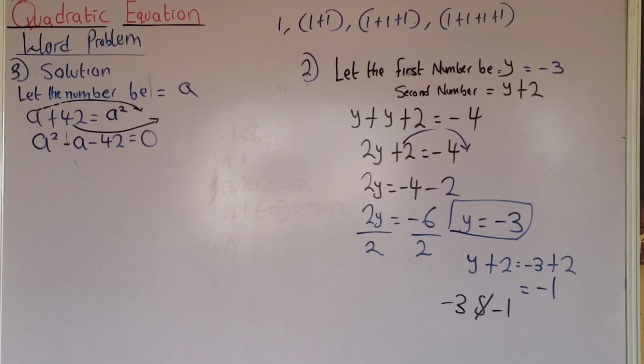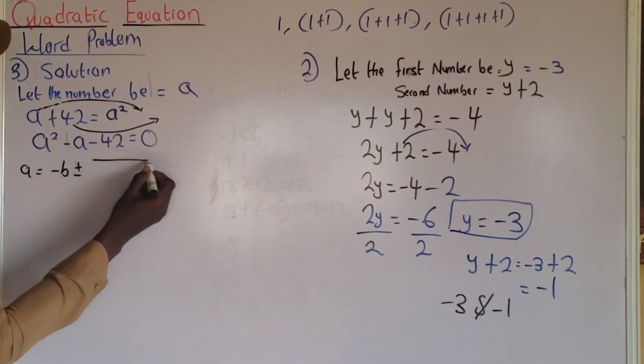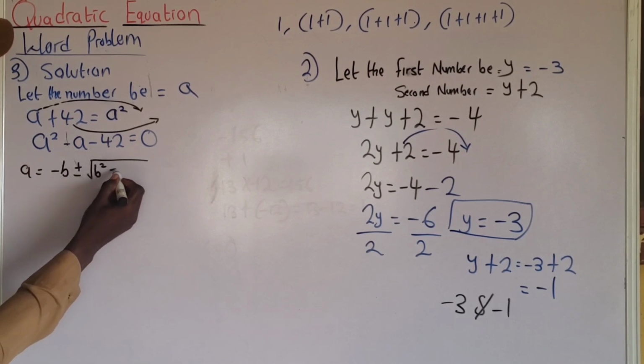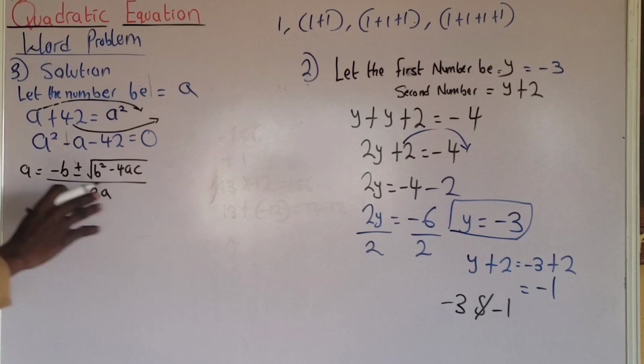We can solve this question using three methods: either completing the square, the general formula, or the factorization method. But in this case, I'm going to make use of the formula method. Here, a is equal to minus b plus or minus the square root of b squared minus 4ac, all over 2a. This is the formula method.